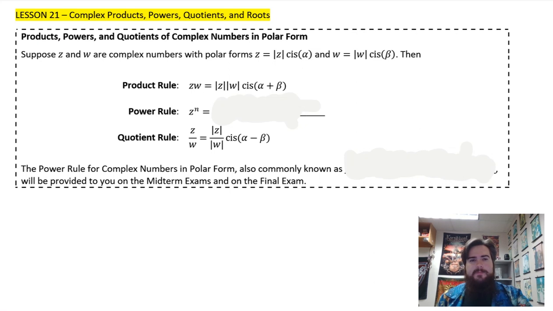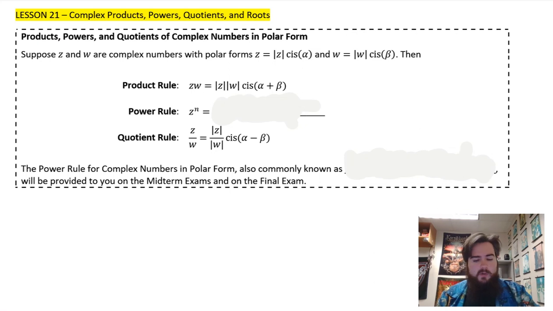of a complex number. We have here that suppose z and w are complex numbers with polar forms z equals modulus of z, CIS of alpha, and w is the modulus of w, CIS of beta. We have a few rules that will cover how to take the product or multiplication of the two complex numbers, the quotient or division of the two complex numbers, and then also how to take the power of a complex number to any particular power, which is going to be the main concern in this lesson.